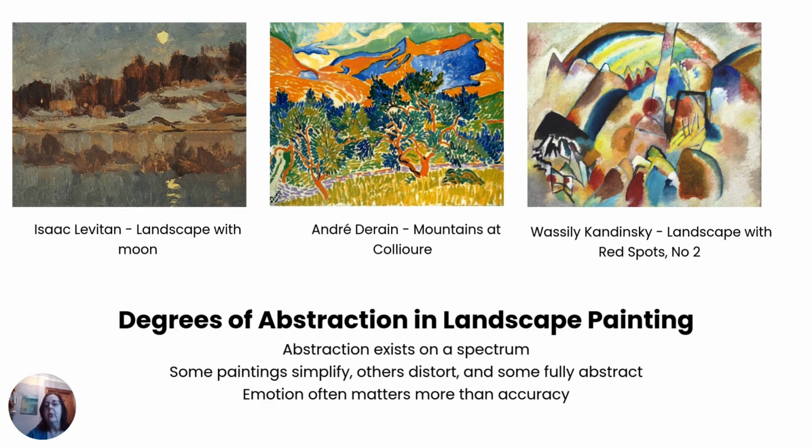Levitan's Landscape with Moon leans into abstraction through its soft, atmospheric quality. Instead of meticulously rendering every detail, Levitan simplifies the scene using diffuse light, muted colours, and minimal form to evoke a sense of stillness and solitude. The landscape feels almost like a memory, hazy, emotional, and more about the mood of the moment than its physical accuracy.